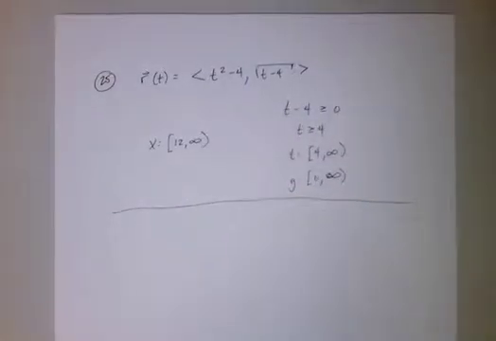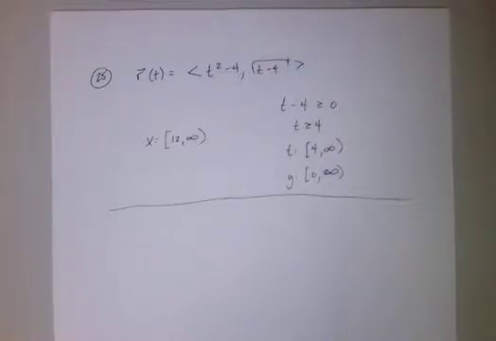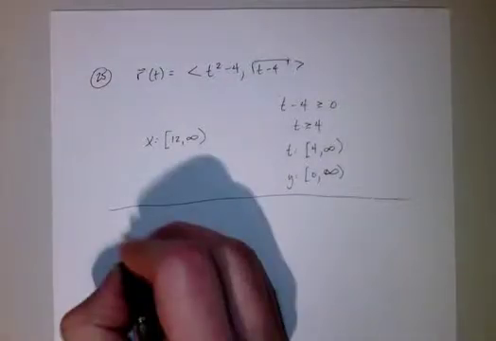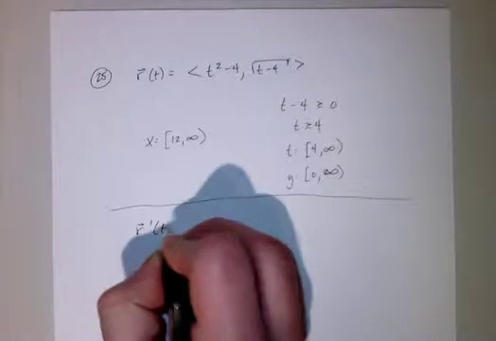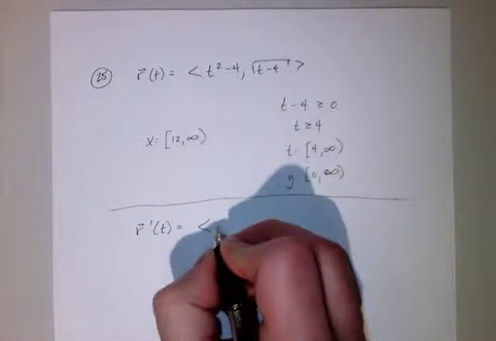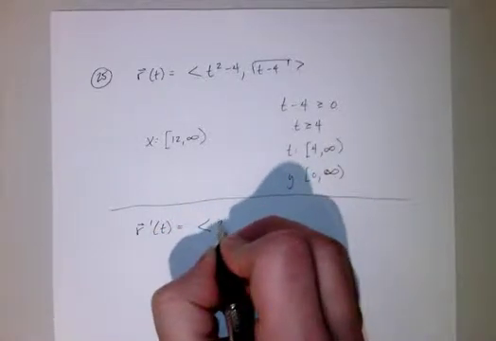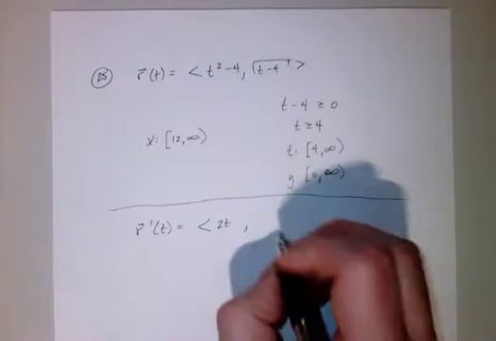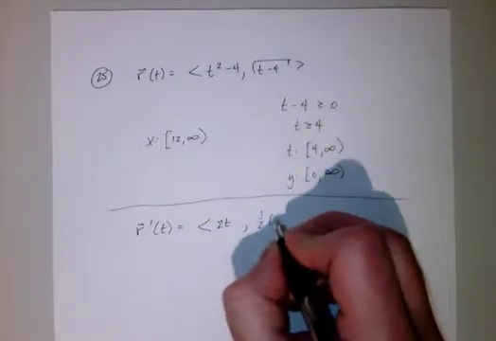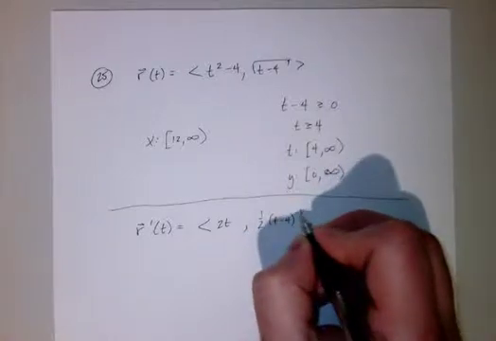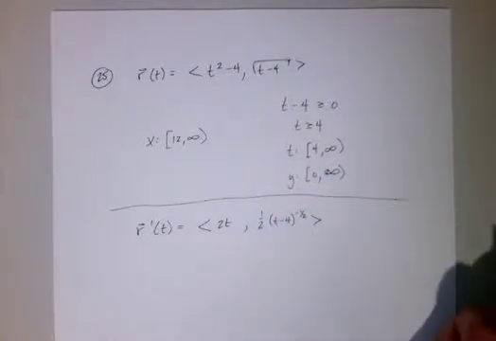I am not worried about eventually finding dy dx. I simply want to find dy dt and dx dt. But I want to do it in this component form, okay? And therefore, t squared minus 4 just becomes 2t, and root t minus 4 becomes, by the power rule, 1/2 t minus 4 to the negative 1/2. And you're thinking to yourself, is it really that easy? Oh yes, it's really that easy.